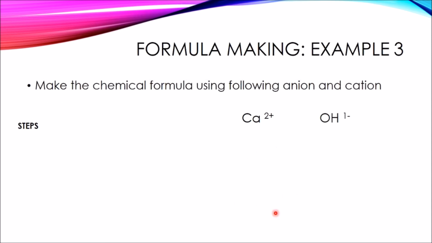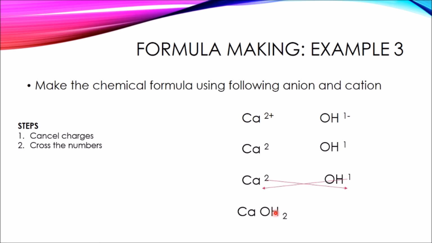We have another example. We have Ca2 plus and OH1 minus. So what are you going to do? Same steps: cancel the charges, cross the numbers, and then you are going to get the formula. And as you can see, there is a molecular ion, so we are going to apply the third step over here. The molecular ion is OH.